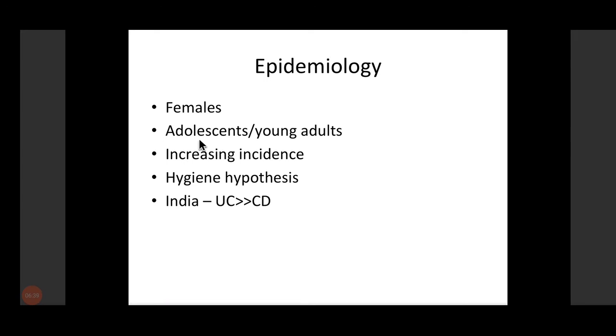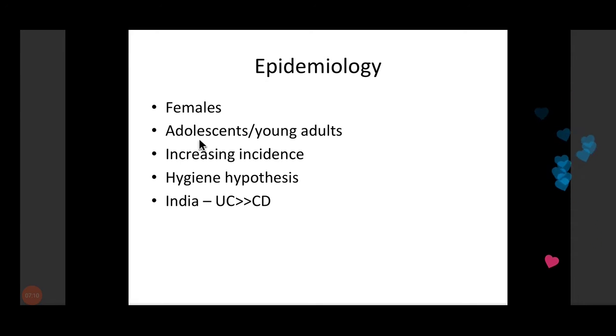So what is the epidemiology? Females more than males. Usually starts in adolescents and young adults, but it can occur in older adults as well. Now we are seeing an increasing incidence of both ulcerative colitis and Crohn's disease, and especially of Crohn's disease. But there is an increasing incidence world over, including in India. In India, ulcerative colitis is much more common than Crohn's disease, but gradually we are seeing more cases of Crohn's also.